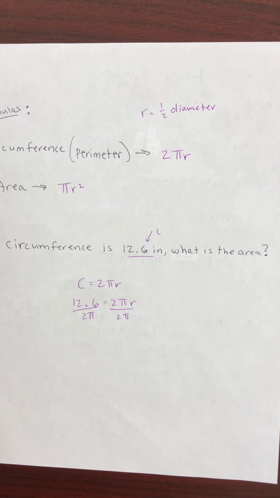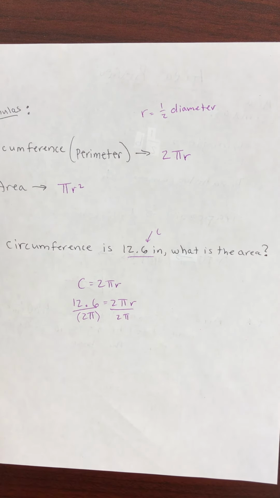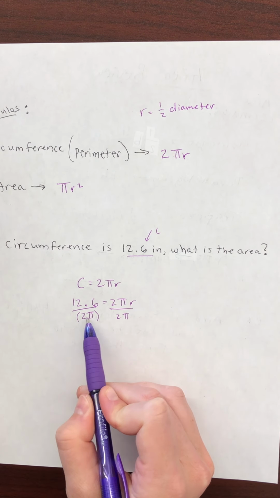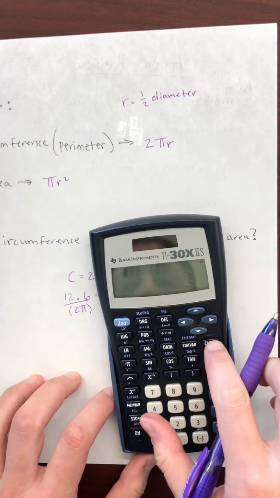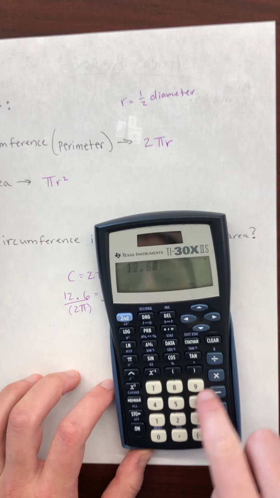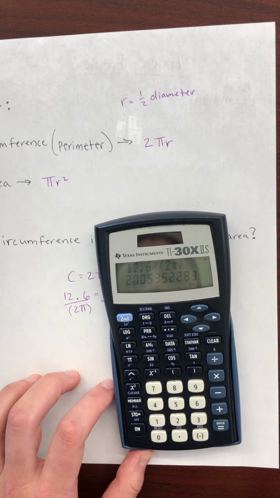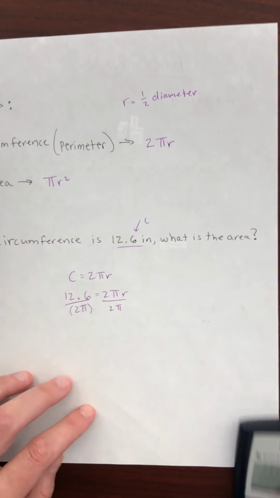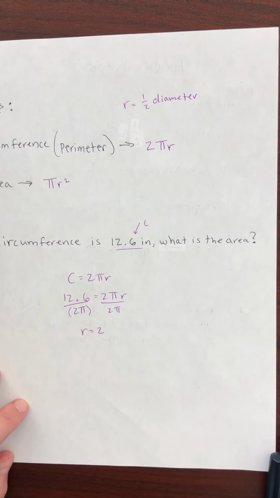When you put it in the calculator, it is critical that you put this in parentheses or else you will get the wrong answer. And that is because if you divide by 2 and then put a pi there, it will multiply by the pi instead of divide. So in my calculator, I do 12.6 divided by parentheses 2 pi. Enter, and I get 2. So my radius here would be 2. If it asked for the radius, then I would be done.